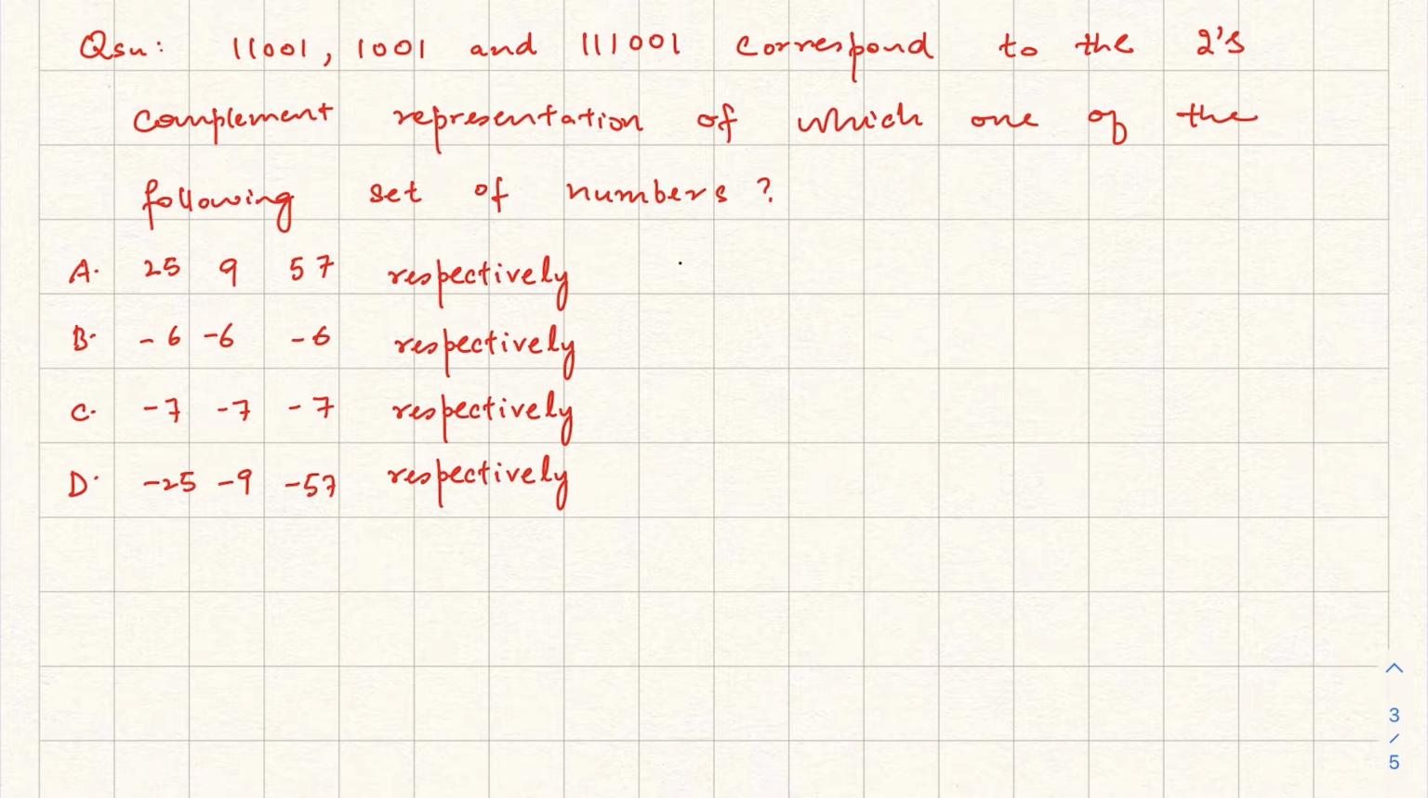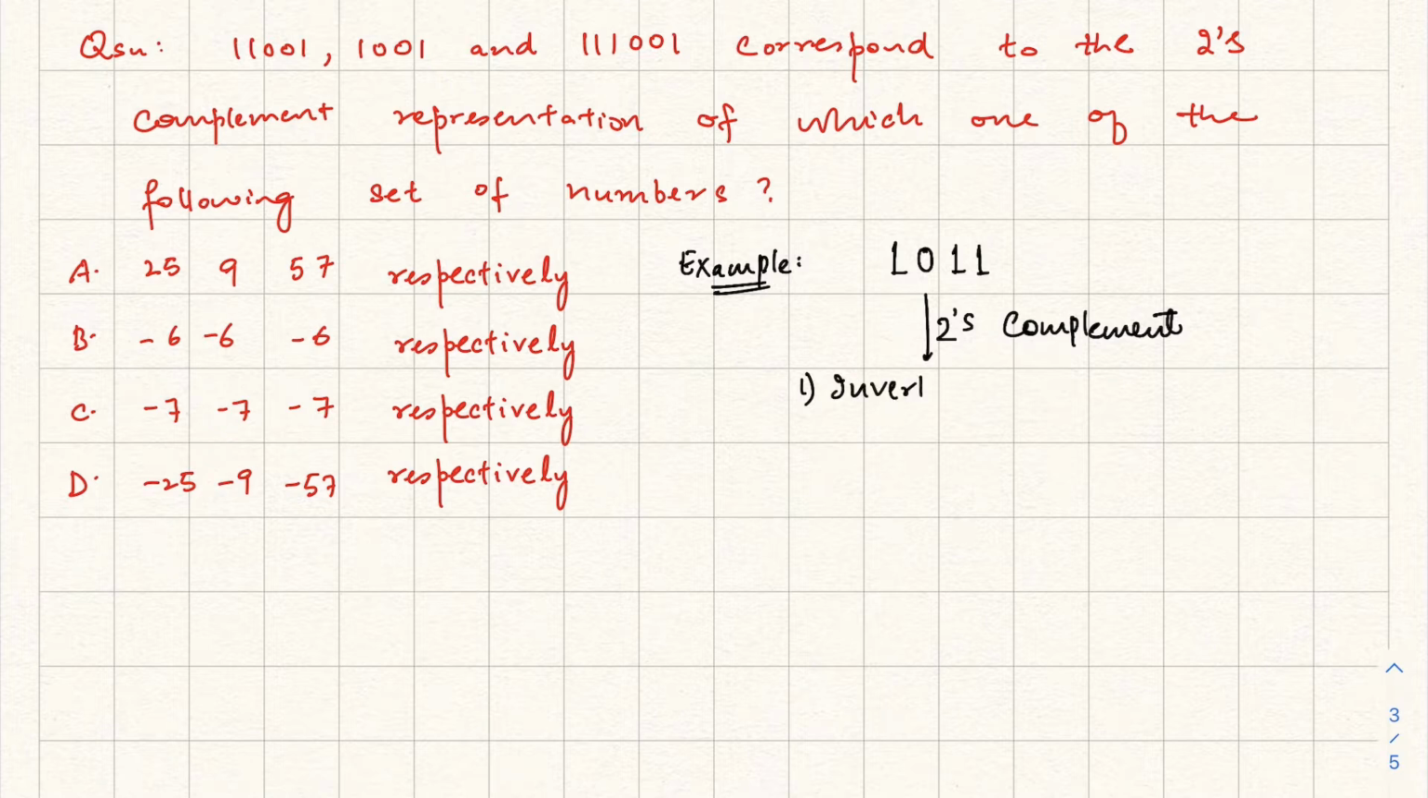Suppose my data is 1011. This is the number I have taken, and let us find its 2's complement, because the question is based on the 2's complement method, and I hope you know how to find it. For those who don't know, there are two steps. First, we invert all the bits, and next we add 1 to that answer.